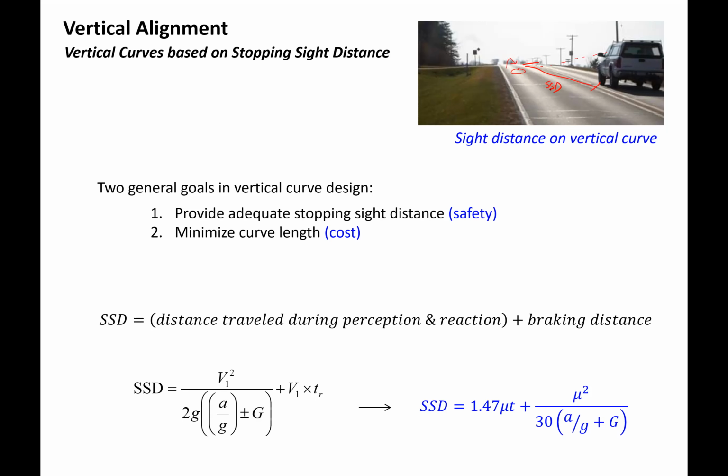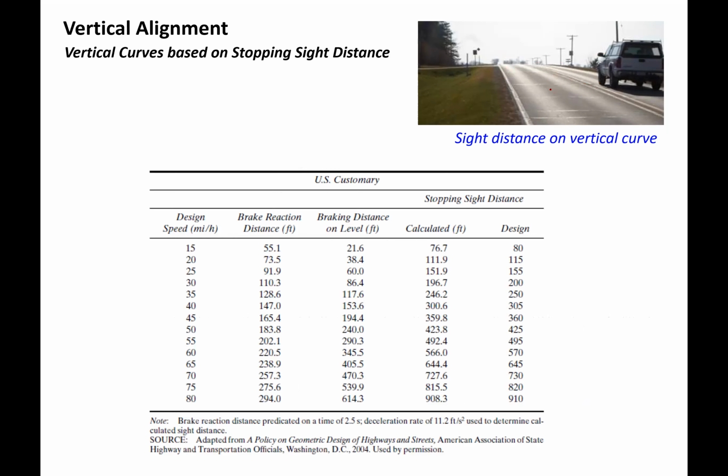So you should be familiar with the stopping sight distance equation, which includes the distance traveled during perception reaction and the distance traveled during braking. Recall that we can use our reference tables here to pull out stopping sight distance, but that these are all for a grade of 0. So we always want to take whatever the limiting factor is on our grade and compute that out just for the purpose of being conservative.